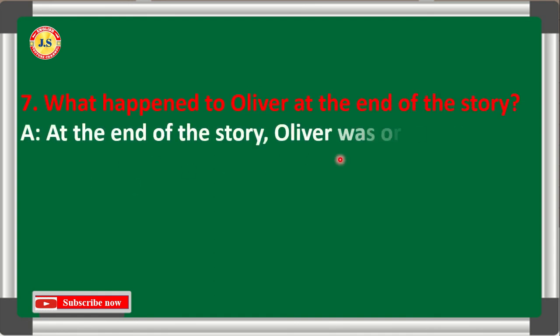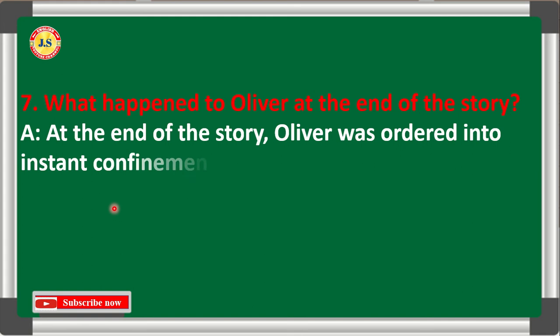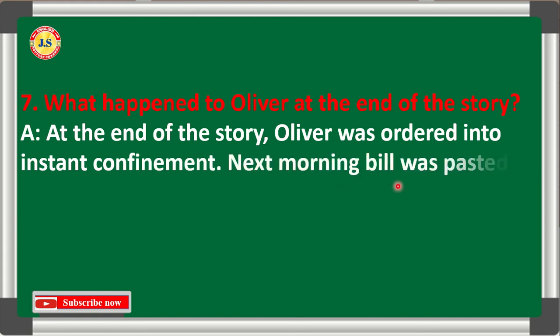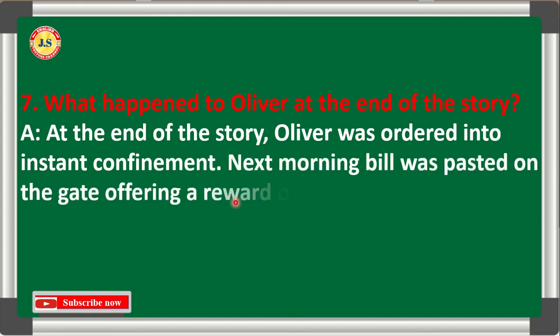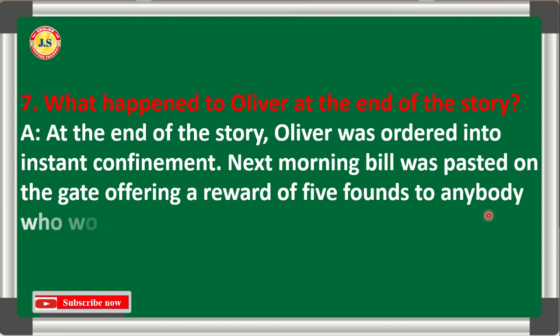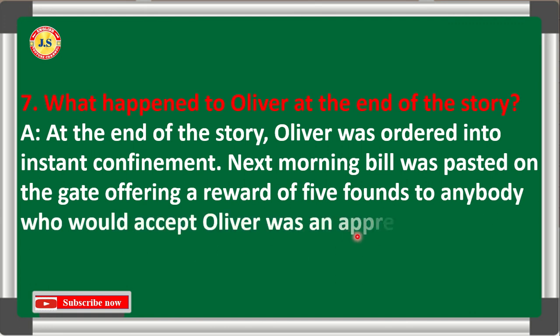Seventh question. What happened to Oliver at the end of the story? Answer. At the end of the story, Oliver was ordered into instant confinement. Next morning a bill was pasted on the gate offering a reward of £5 to anybody who would accept Oliver as an apprentice to any trade, business, or calling.